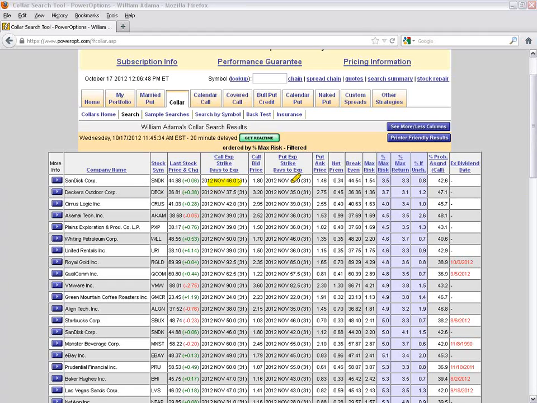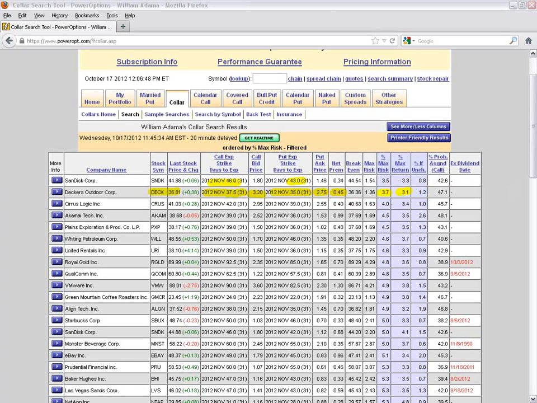It's selling a 46 call against SanDisk, buying a 43 put. Well, let's just use our example of Decker's, DECK. Stock's at 36.81. We're shown that we can sell the November 37.5 call for 3.20, and at the same time we can purchase a November 35 put, 31 days out in time, for 2.75. This gives us a net premium of 45 cents. Max return, if the stock is trading above 37.5 and we're assigned at expiration, is 3.1%, and a maximum risk if the stock falls below 35 is 3.7%.